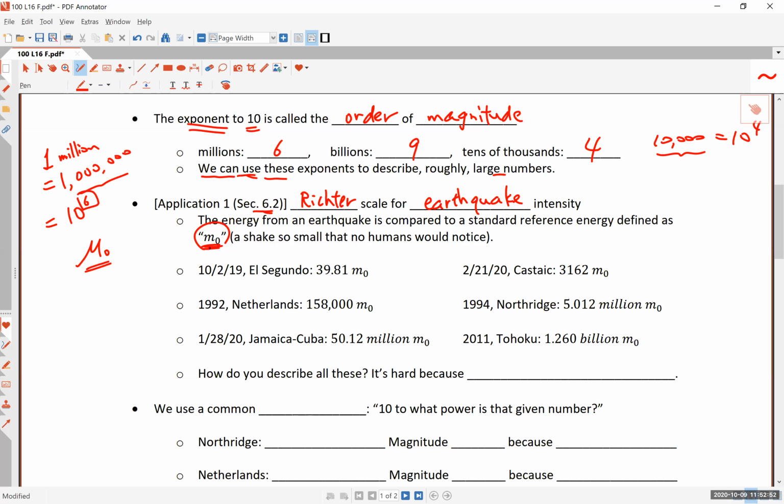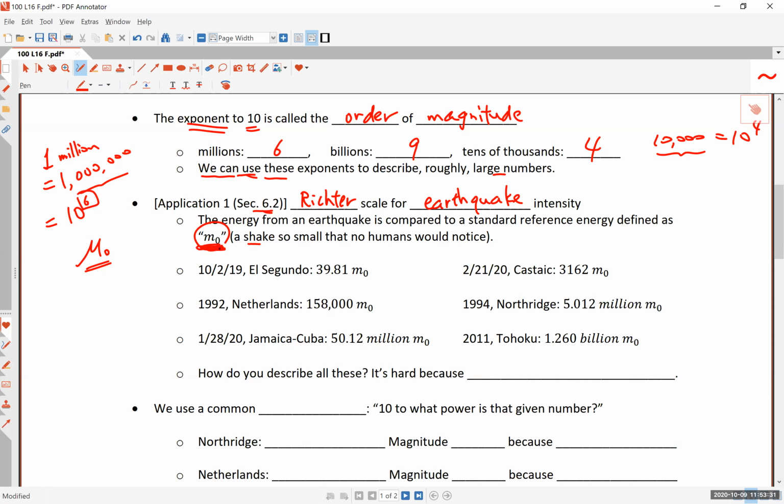And so what is this M naught? Okay, this is a constant, a certain constant level of energy. It is a shake that is so small that no human could notice it, but they use this very small level of energy released in an earthquake, which is unnoticeable by humans, to be the reference number. And then they will say this particular earthquake had, say, 100,000 times this energy level. Okay, that's how they describe this. So you have to have a threshold number, a constant, and they have decided to establish this. I don't know how they measure this, but there is a fixed number here.